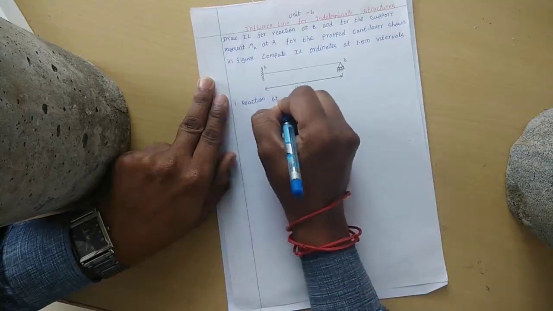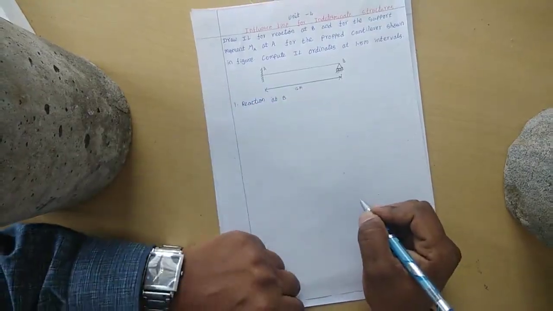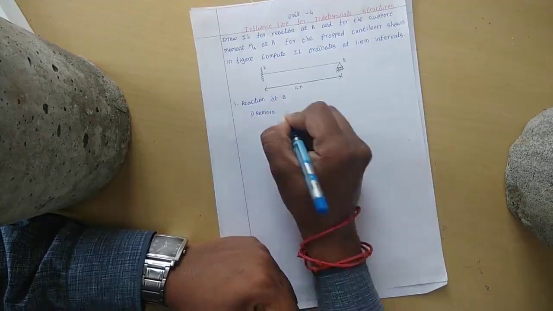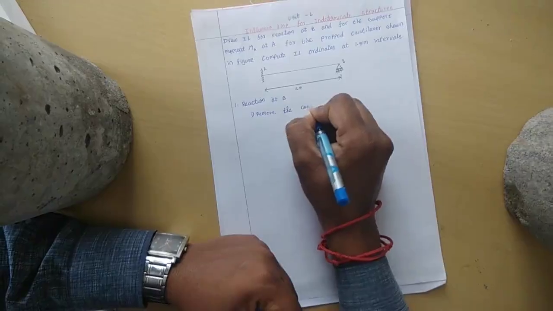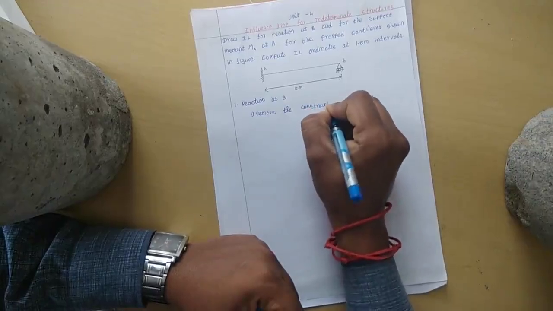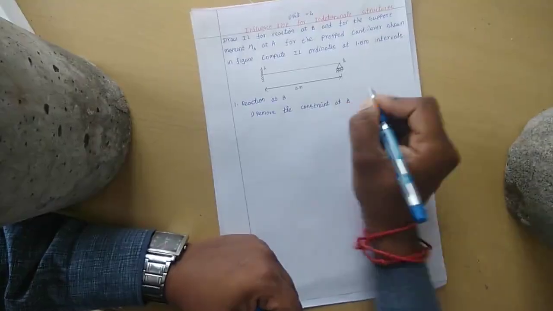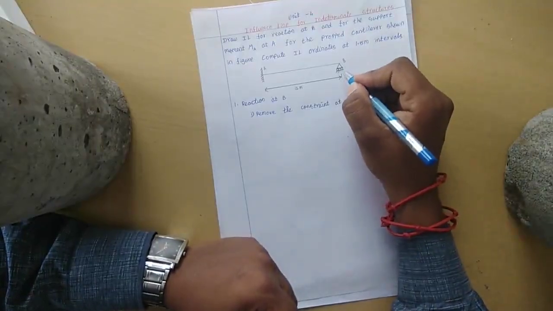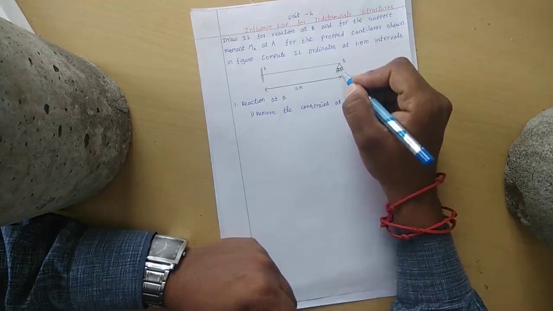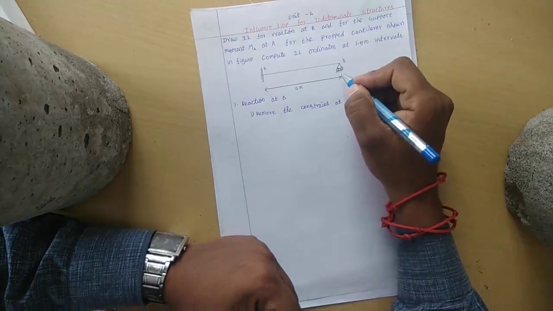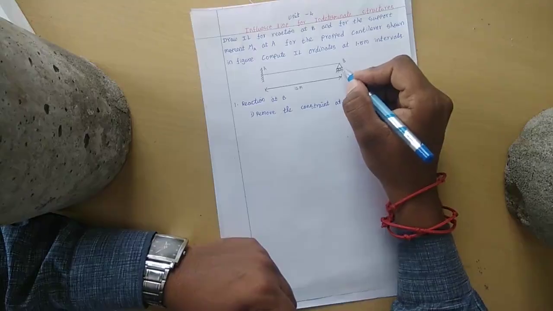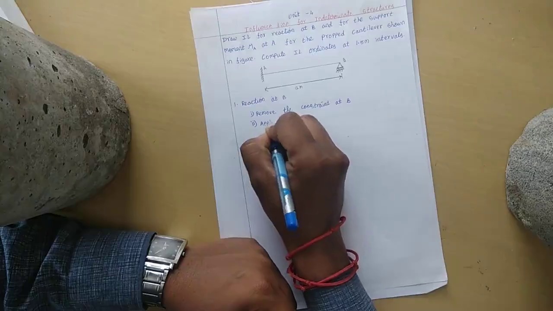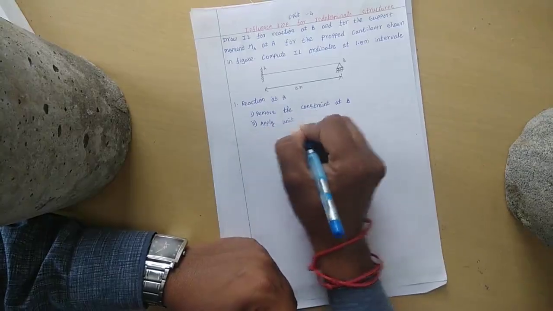The general formula, as per Müller-Breslau's principle: first, remove the constraint at B. The point where we are going to find the value, we need to remove the constraint at that point. At B we have a roller support, so we are going to remove the roller support and create a force here. Second, we need to apply a unit displacement.